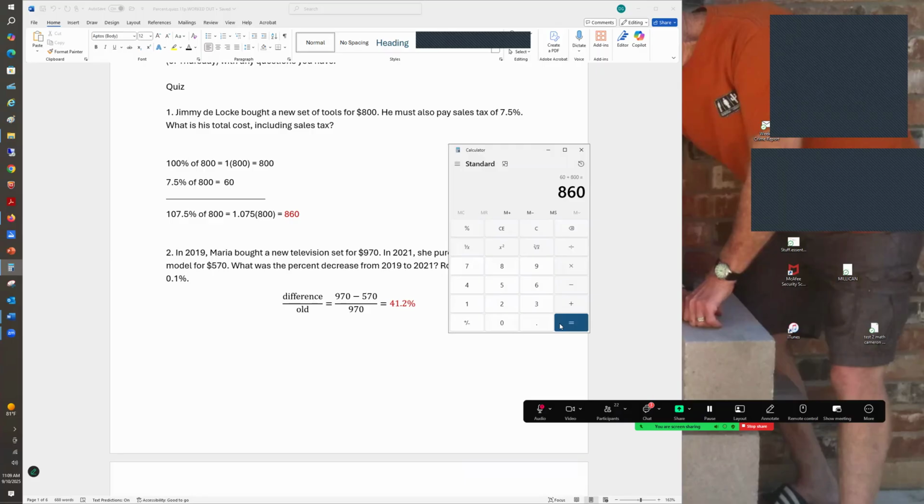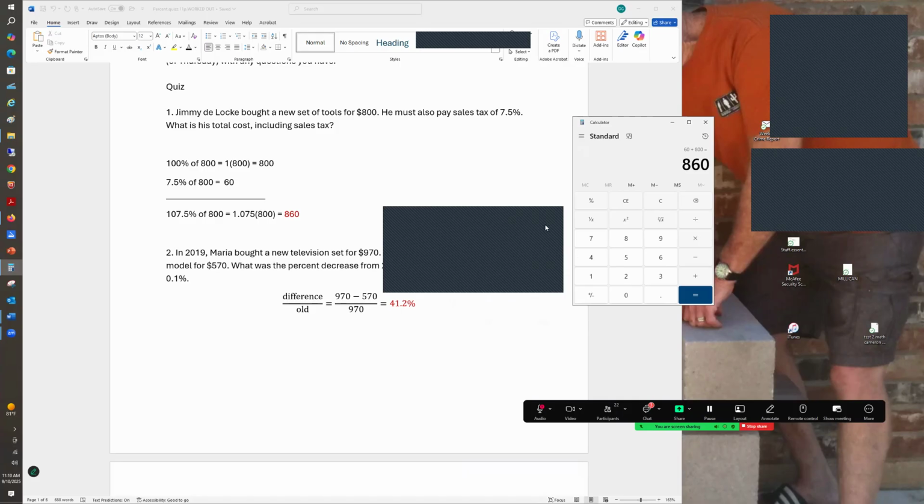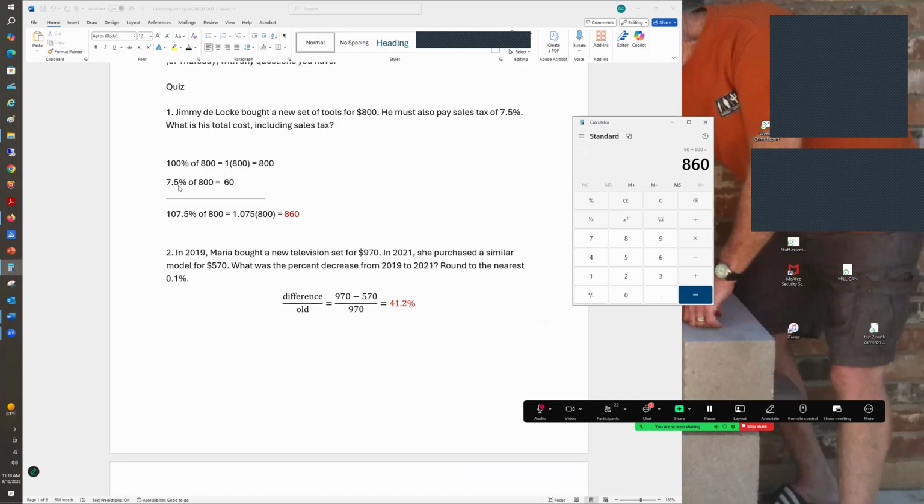And that's 860. What I want you all to learn, and most of you, or some of you at least, have learned it, is that when you have a number increased by 7.5% of itself, the total is the same thing as 100% of itself plus 7.5% of itself. That's the same thing as 107.5% of itself. So that's why, and a lot of people wonder where that one comes from. That's the 100%. That's the one times 800 is 800, and the 7.5% is the other $60.